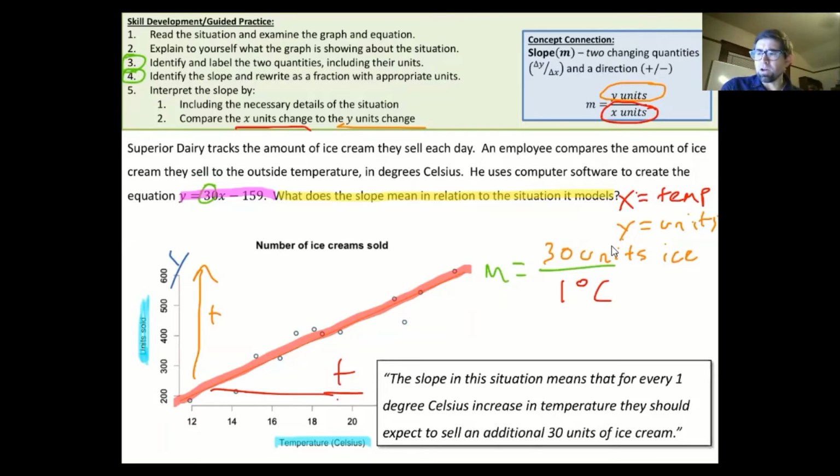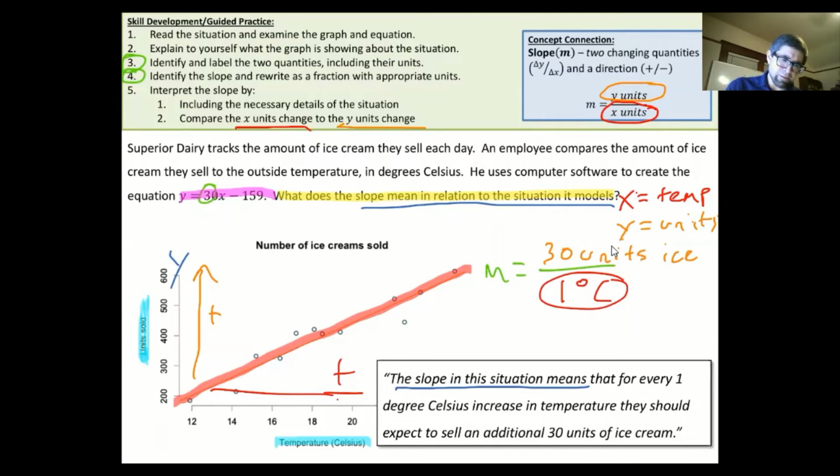That's going to make these always sound a little bit more intuitive when somebody else reads them or when we write them. So let's look down here at this written example and see how this interpretation makes sense. Well, first off, I'm using part of the question as part of my answer here. The slope in this situation means, right up here it says, what does the slope mean in relation to the situation? Well, here I'm writing, the slope in the situation means. Now, what does it mean? Well, going back to our graph, we saw that as the temperature increases 1 degree Celsius, the number of ice cream units goes up.